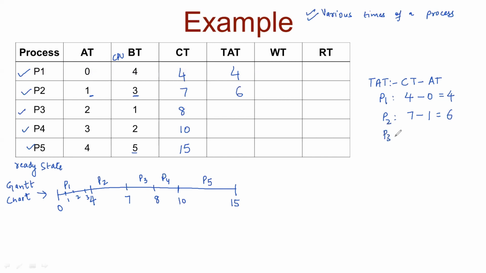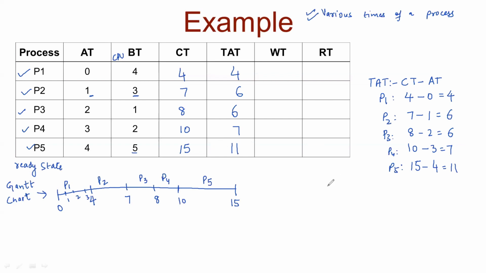For P3, similarly, completion time is 8, arrival time is 2. It gives you turnaround time 6. For P4, completion time is 10, arrival time is 3. That gives you turnaround time as 7. And last, for P5, completion time is 15, arrival time is 4. So that gives me turnaround time of 11.